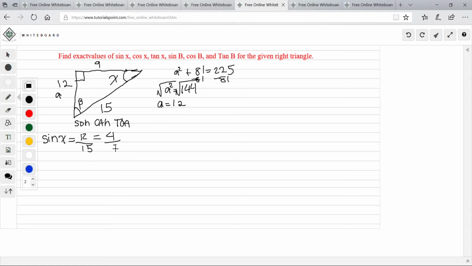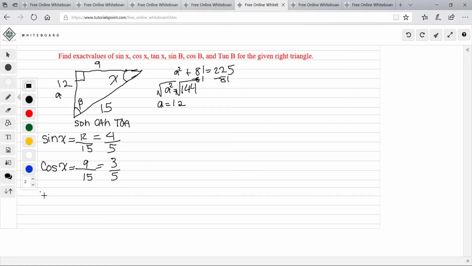Let's do cosine of alpha. Cosine of alpha right here is, here's alpha. So we've got to do the adjacent over hypotenuse. So our adjacent side is 9, and our hypotenuse is 15. That simplifies to 3/5.